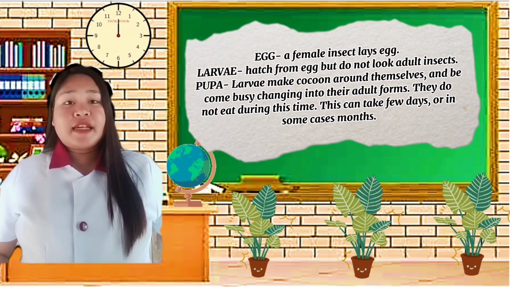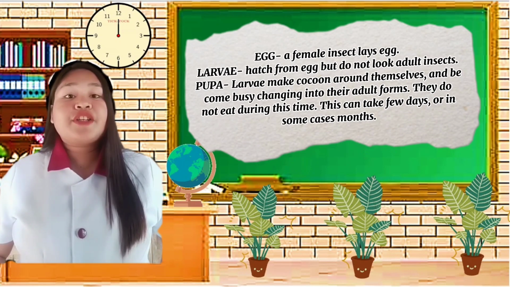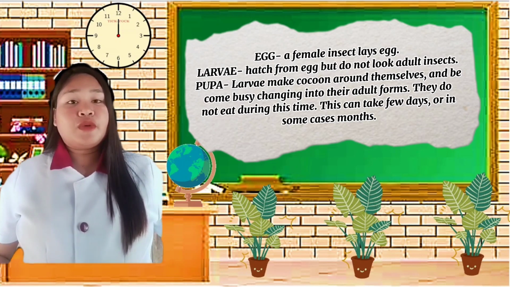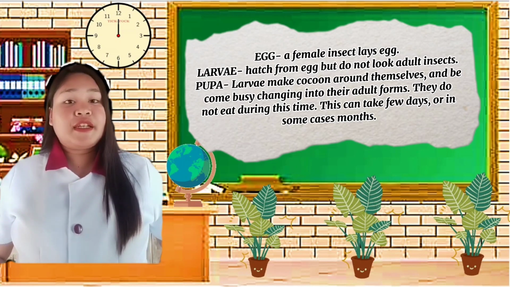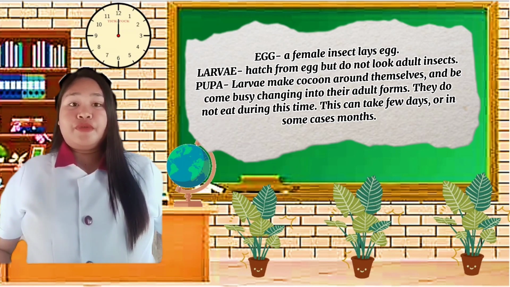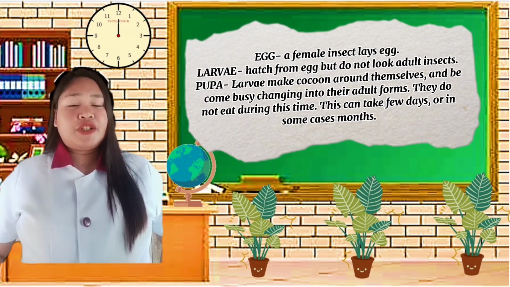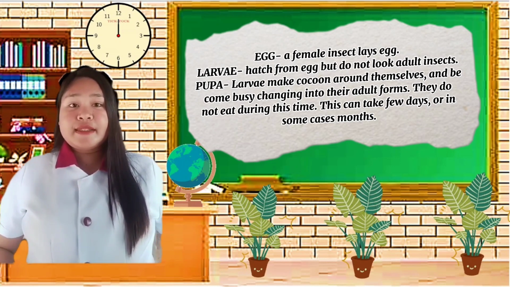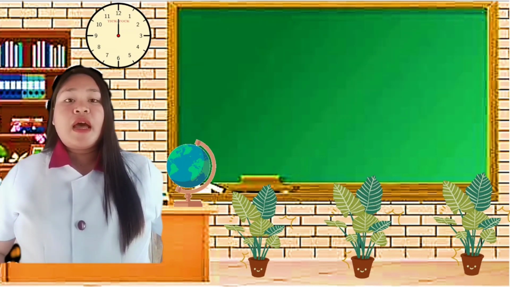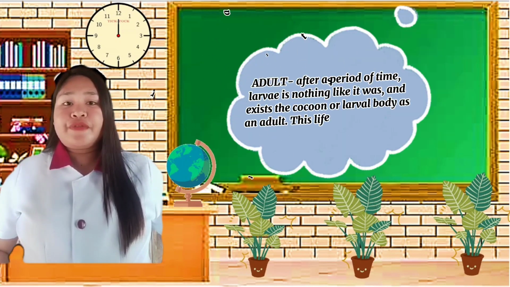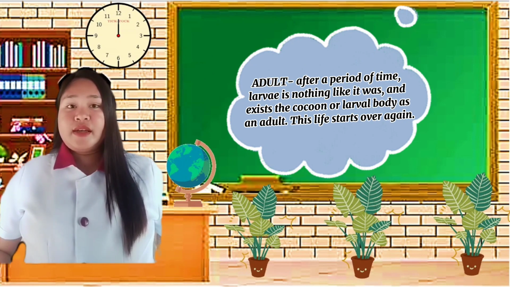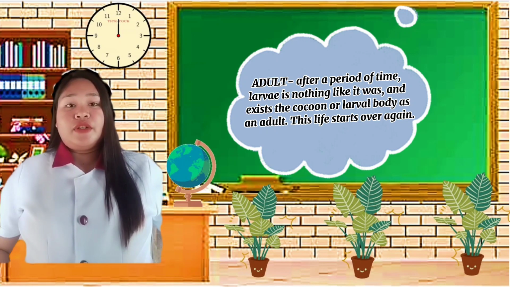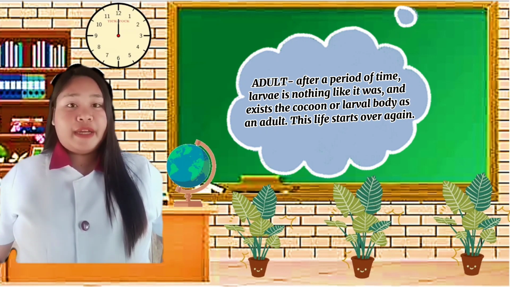An egg: a female insect lays eggs. Larvae hatch from eggs but do not look like adult insects. Pupa: larvae make a cocoon around themselves and become busy changing into their adult forms. They do not eat during this time. This can take a few days or in some cases months. Adult: after a period of time, the larva is nothing like it was and exits the cocoon or larval body as an adult. The life cycle starts over again.